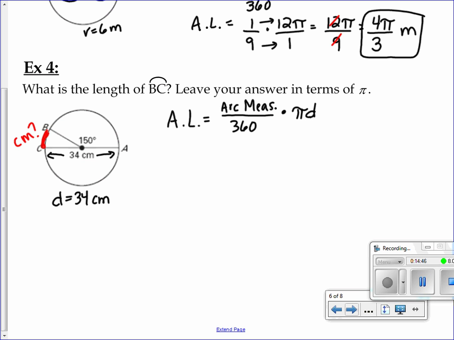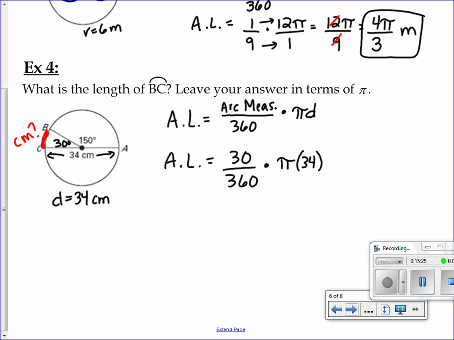All right, so we're trying to find arc measure of BC. In order to figure that out, I need to know this angle that goes with arc BC. So notice how I have a diameter, and I know one side of it is 150. So how do I find the angle next to it? Subtract from 180. So this angle is 30. So the arc measure of BC will be 30. Put that over 360. And now I'm going to times it by pi, and my diameter is 34.